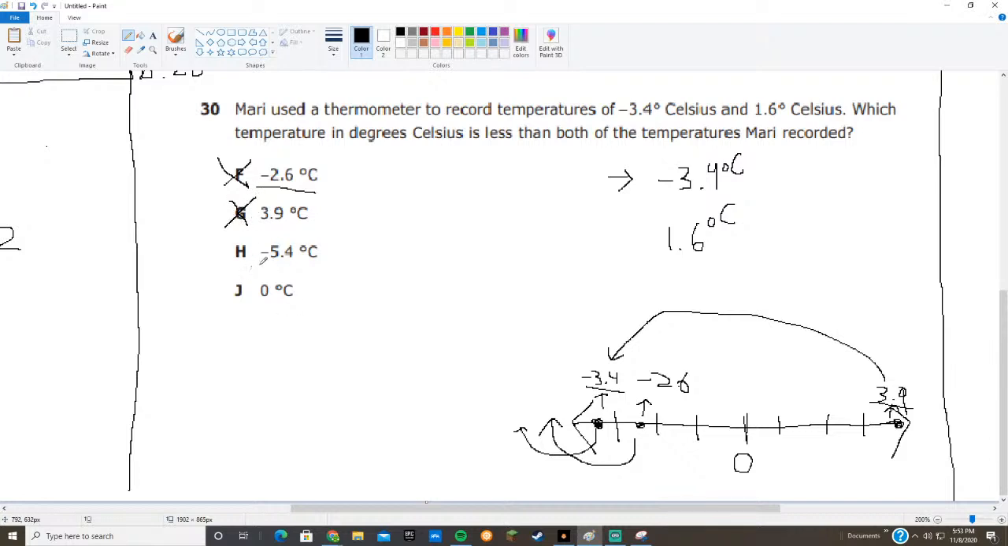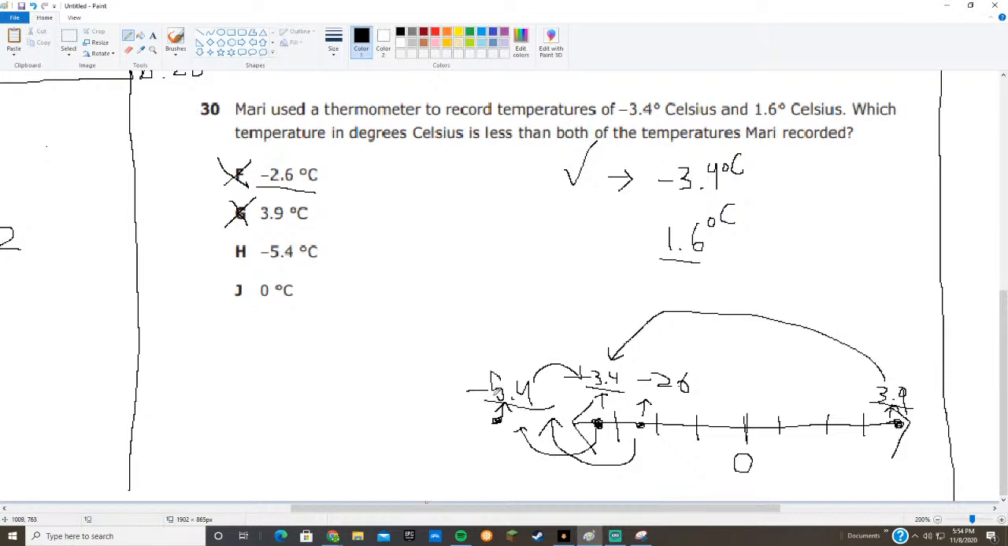Next, we have negative 5.4. So, let's put that on the number line. Let's say it's here, negative 5.4, because negative 5.4 is less than negative 3.4. So is this value less than this value? Is it more left of it on the number line? Yes, it is. But you have to remember, there's two values here. It's not just this one negative 3.4 value. There's 1.6 as well.